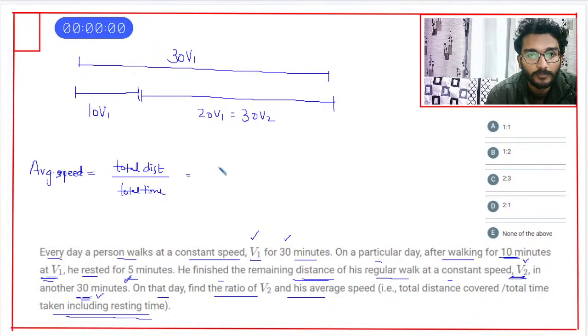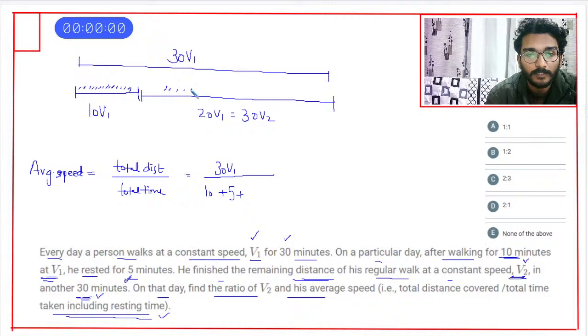The total distance in this question was 30 v1. Now what is the total time taken? In this part of journey, he has taken 10 minutes. The distance is 10 v1 and he is walking at the speed of v1, so the time is 10 minutes. Now in this part of journey, we have to consider 5 minutes also. It is given in the question.